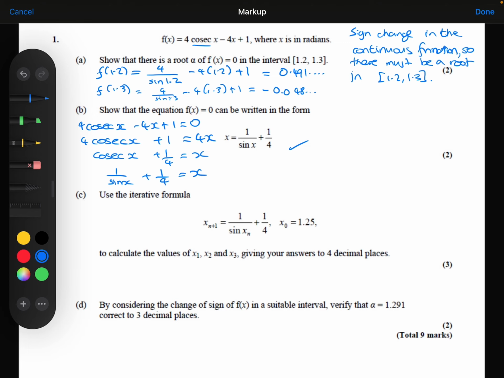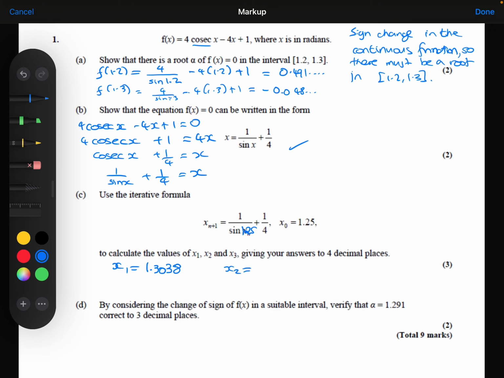Part C. Use the iterative formula, x n plus 1 equals 1 over sine x n plus 1/4 with x0 equal to 1.25 to calculate the values of x1, x2 and x3, giving your answers to 4 decimal places. So to get x1, I'm going to do 1 over sine 1.25 plus 1/4, which gives 1.3038 to 4 decimal places.